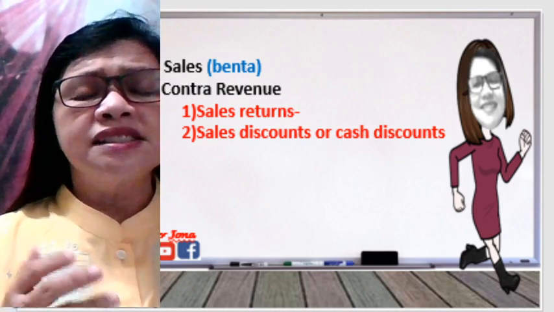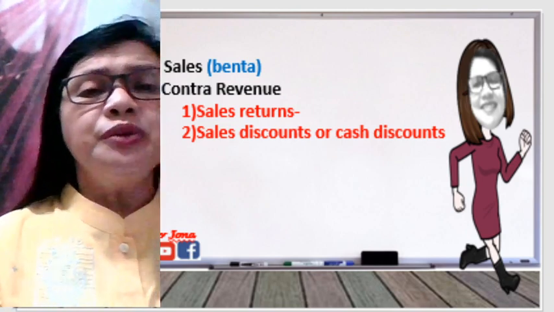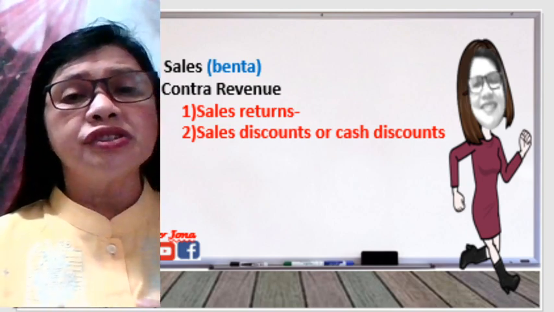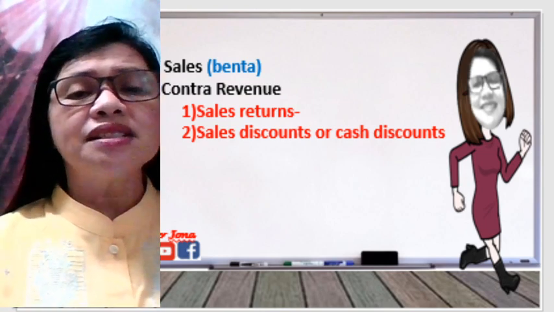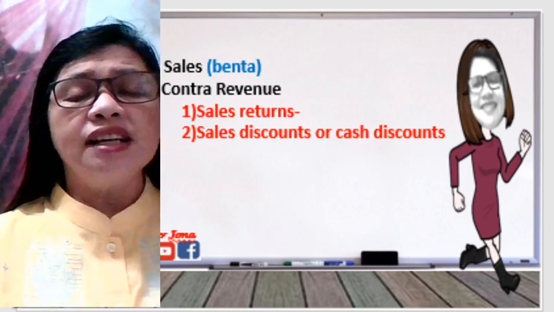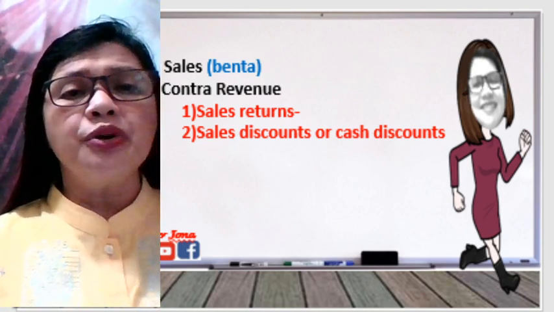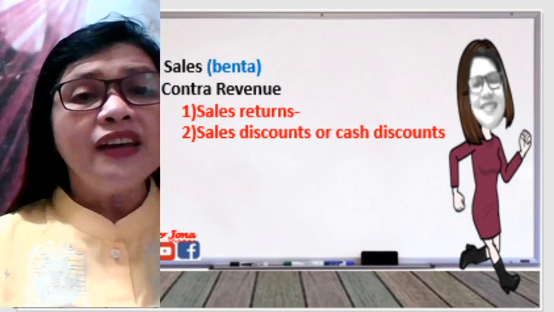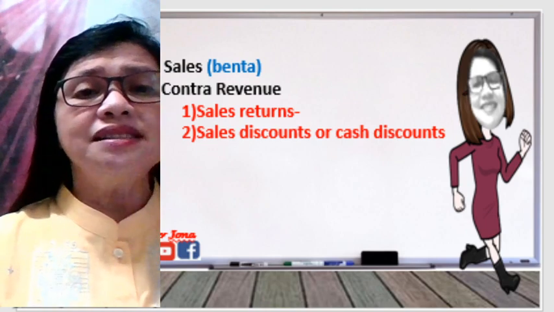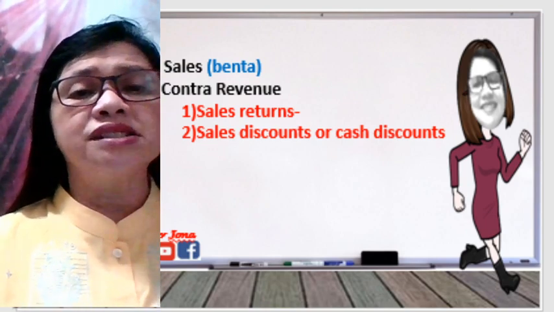While the sales has a normal credit balance, as we have studied earlier, we also have contra revenue, or contra sales. That means you have to do the opposite of the sales. If sales has a credit normal balance, contra revenue or contra sales will have a debit balance, for sales returns and sales discounts or cash discount.